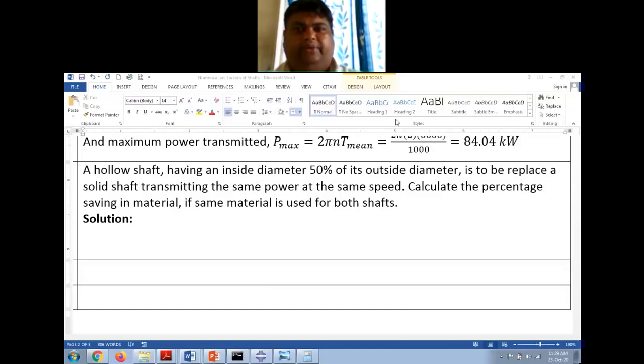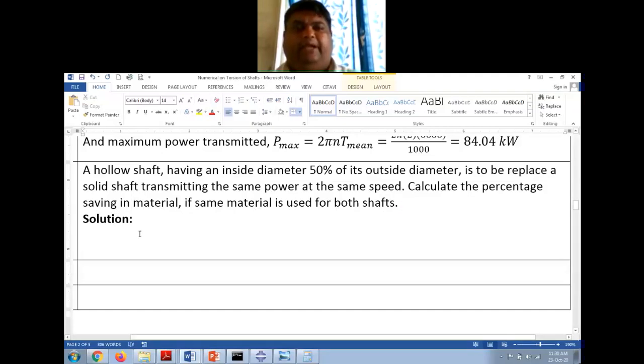A hollow shaft having an inside diameter 50% of its outside diameter is to be replaced by a solid shaft transmitting the same power at the same speed. Calculate the percentage saving in material if the same material is used for both the shafts, right?